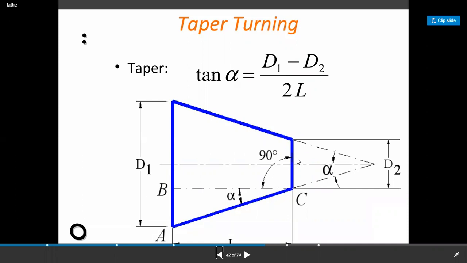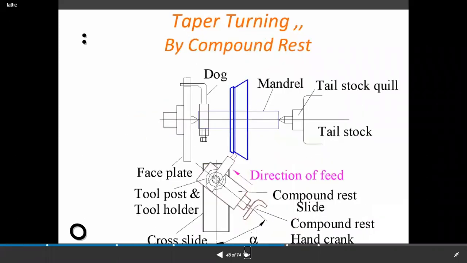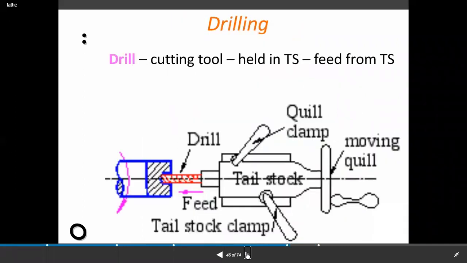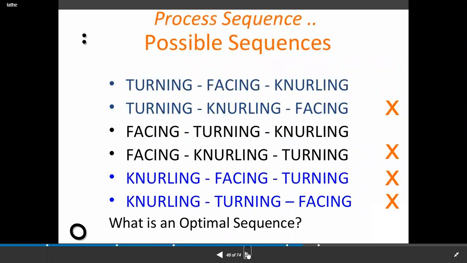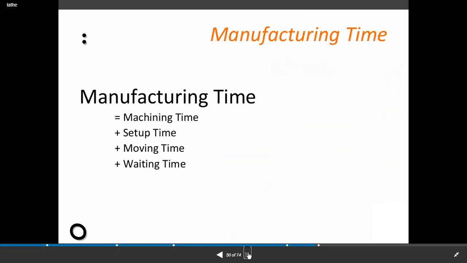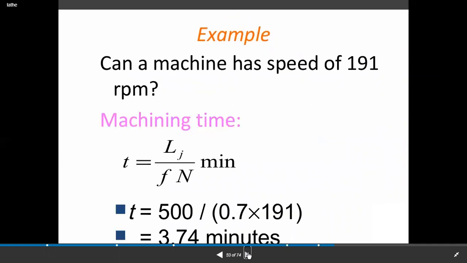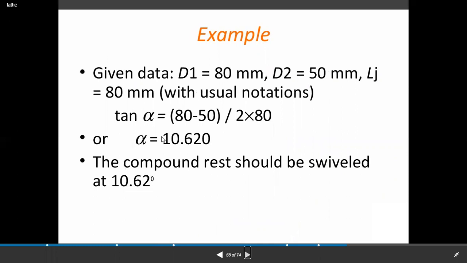D1 is given, D2 is given, length of taper L is given, and by calculating on your formula, you can calculate the half taper angle alpha. As per your engineering calculations, you take the tangent inverse, you have to find out the tan inverse value so that you can find out the actual angle during taper turning in your second problem. So that alpha is equal to 10.62 degree as per taper turning. So students, rejoin the lecture after 2-3 minutes.